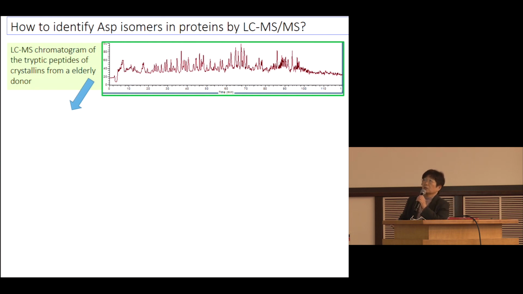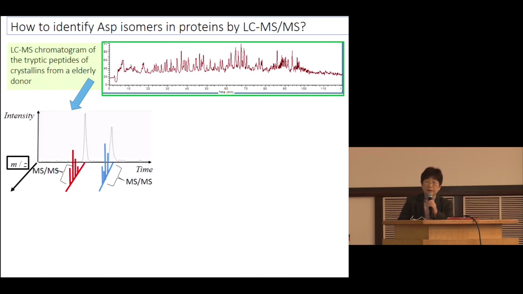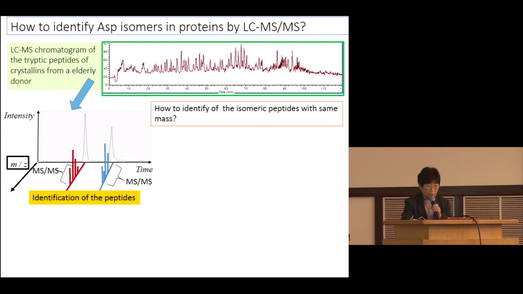Here is an LC mass chromatogram of the tryptic peptides of crystallin from an elderly donor. We can identify the tryptic peptides by MS-MS analysis. MS analysis gives us the amino acid sequence information. That is, we can identify the peptides. And how to identify the isomeric peptides with the same mass?